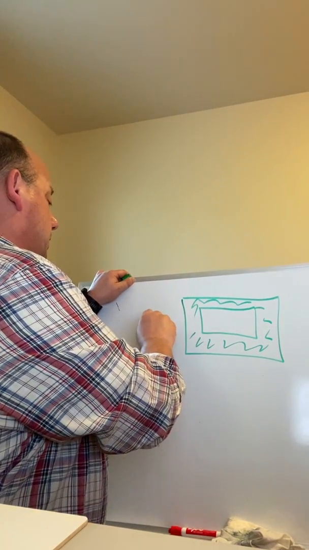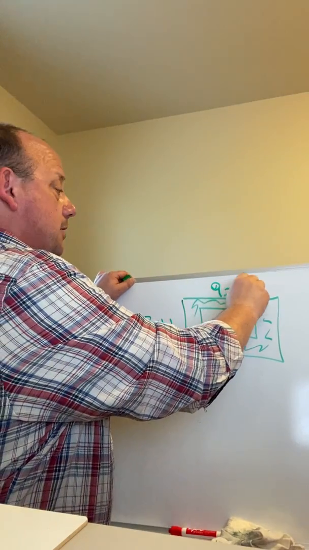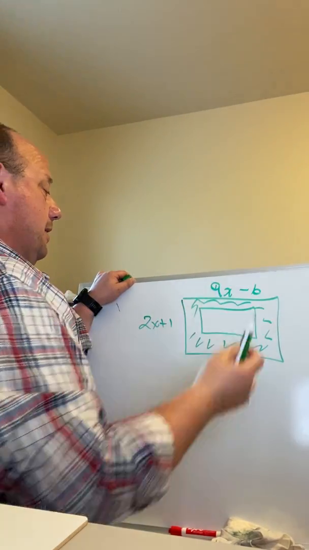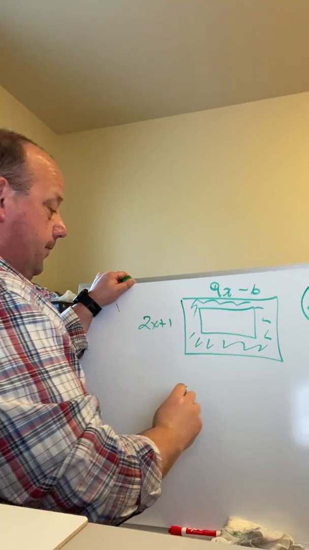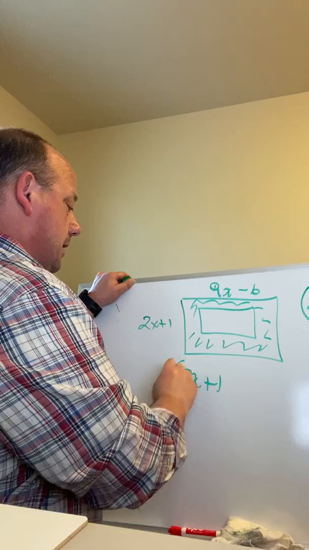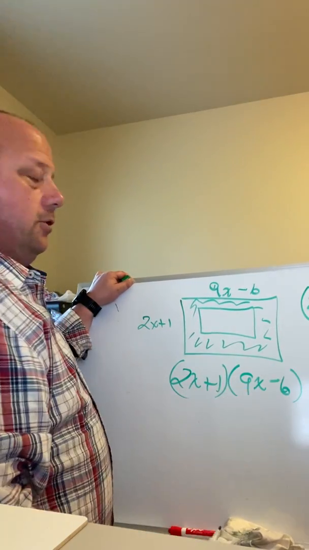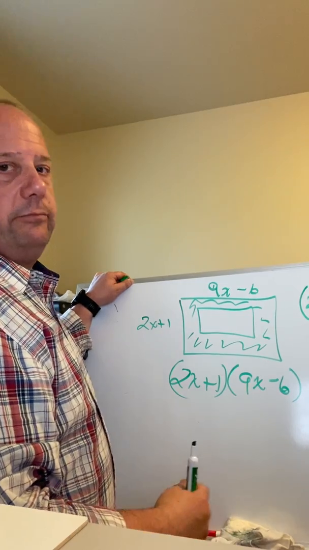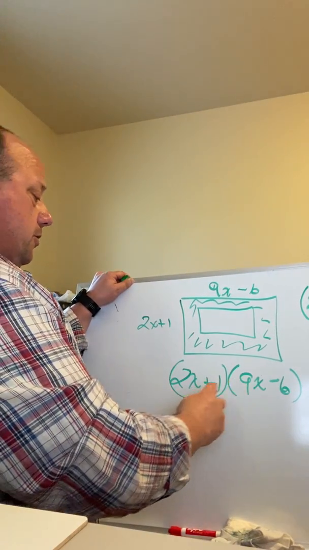How do you find the area of the big rectangle? It's 2x plus 1 by 9x minus 6. It's just multiplying binomials. 2x plus 1 times the quantity of 9x minus 6. You're going to do the FOIL method, the lattice method, the distribution method. I don't care, whatever you want, to find out what this turns into.